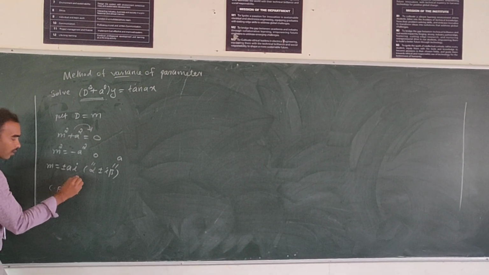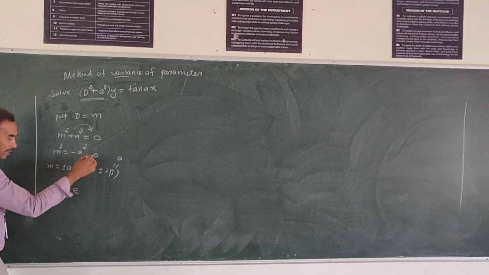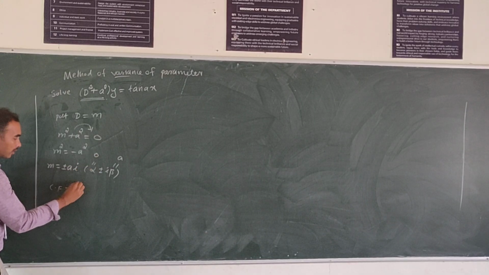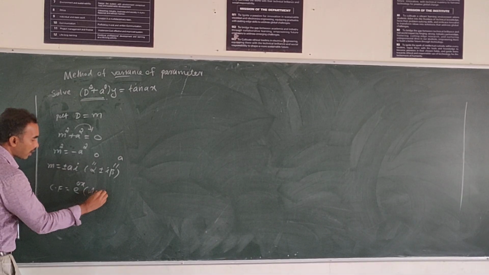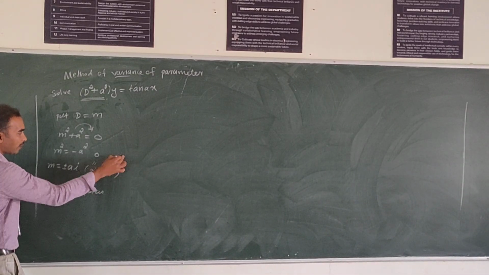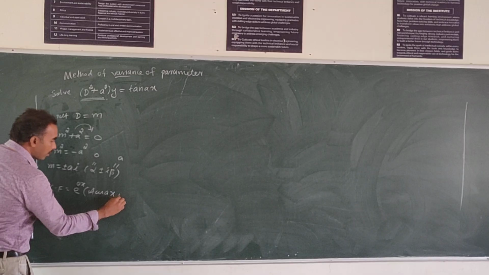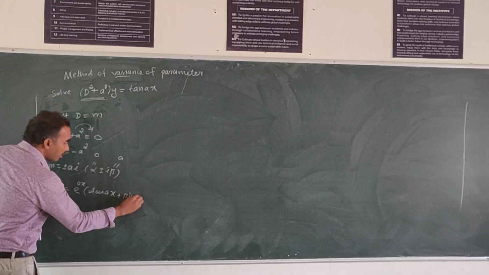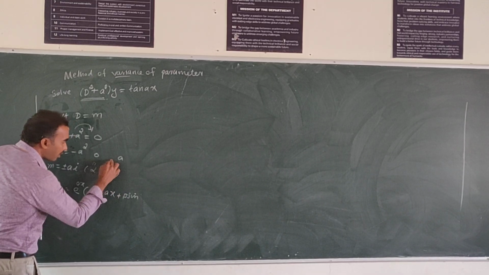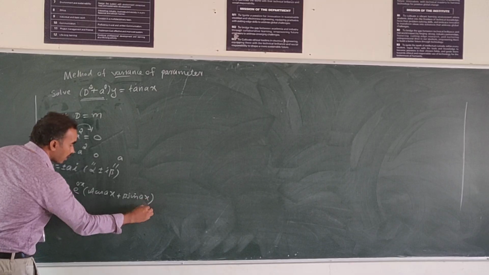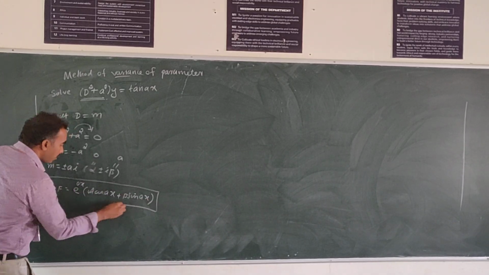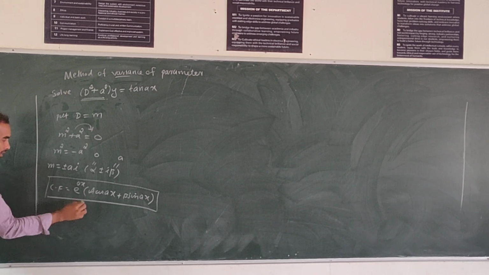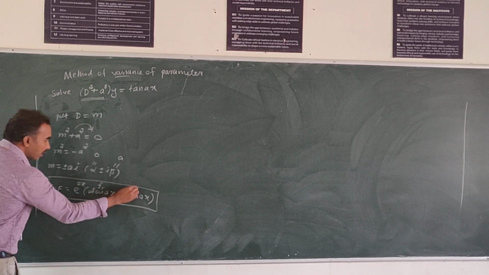So what about the complementary function? e^(αx), here alpha is 0, so e^(0x) into (A cos βx + B sin βx). Here beta equals a. So this is the complementary function. From that we have to take f1 and f2.